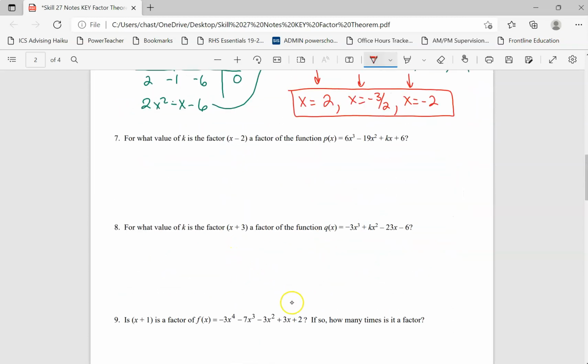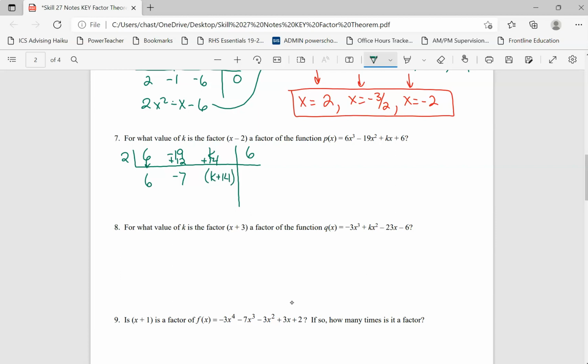All right, this next one goes a little deeper. So now it's asking you, what value of k makes the factor x minus 2 a factor of this polynomial? So we know that x minus 2 is the factor, so we put positive 2 on the outside. 6, negative 19, k, and 6. Bring down that 6. 6 times 2 is 12. Negative 19 plus 12 is negative 7. Negative 7 times 2 is 14. So this term will be k plus 14.